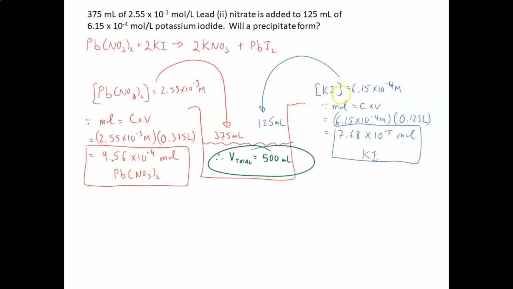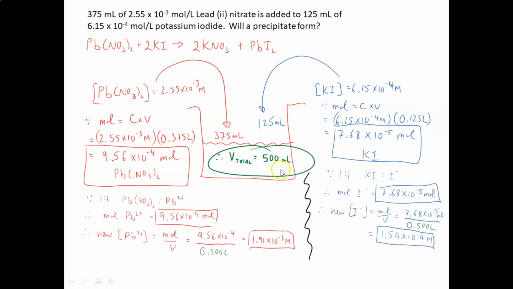Let's do the same thing on the potassium iodide side. Here was the original concentration. I want to know how many moles I threw into this beaker. Moles equal C times V, concentration times volume. There it is. Again, I convert to liters, and I get 7.68 times 10 to the power negative 5 moles of potassium iodide.